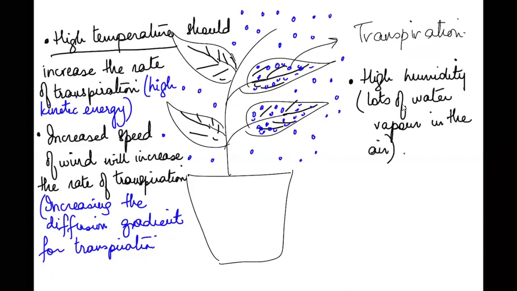So do you think that if there is already lots of water vapor in the air, there will be a diffusion gradient for transpiration to happen? No. So the rate of transpiration will be reduced. And the reason that you will say that the rate of transpiration is reduced is because of reduction in the diffusion gradient.